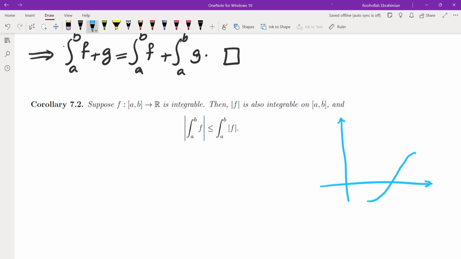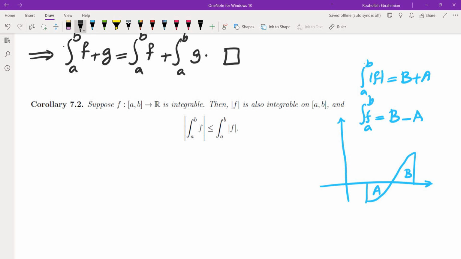If you look at the function f, let's say the areas are a and b. Absolute value of integral from a to b would be b, which is the area that is above the x-axis, minus a. So that's the integral of f. But if you look at the absolute value, integral of that would be the sum of b and a. So of course the absolute value of integral would be less than or equal to integral of absolute value.